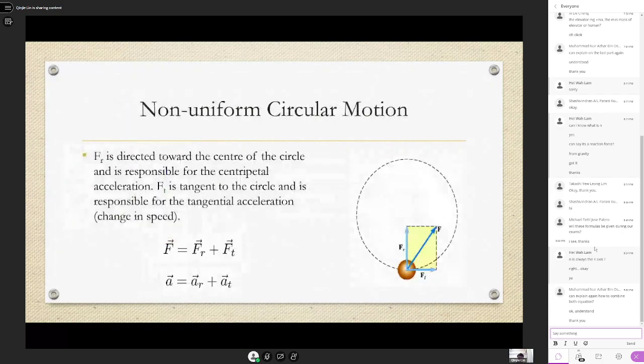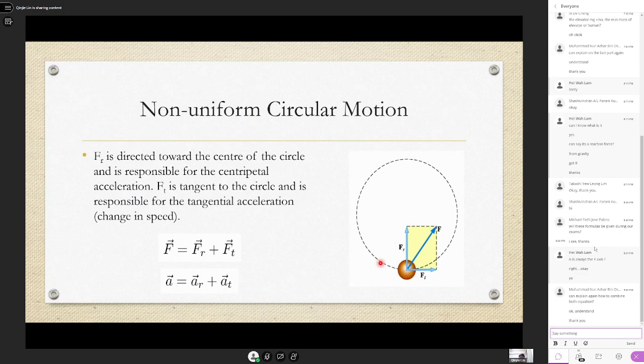Okay, so one is uniform circular motion. Uniform circular motion, again, is constant speed. Now we are moving to non-uniform circular motion. Non-uniform means it is not moving at constant speed. It's still circular motion, but now not moving at constant speed. That means when it's moving in this circle, it can accelerate or slow down.